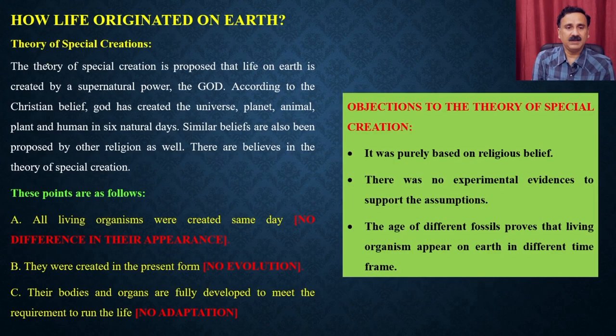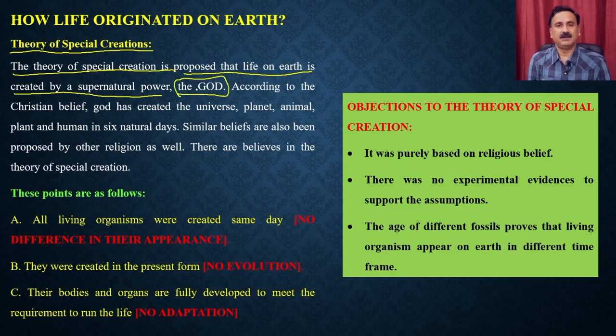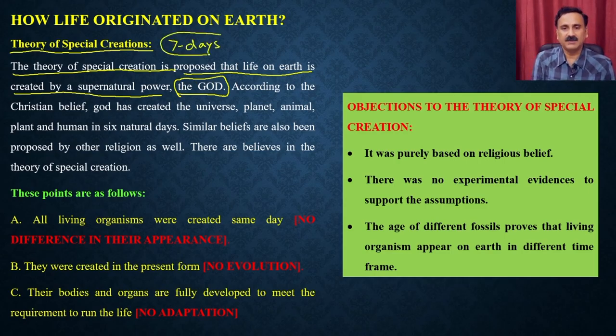So the first theory is the theory of special creation. The theory of special creation proposes that life on earth was created by a superpower, God. Every religion has its own way of explaining this process. Some people said that God took 7 days to create different organisms and so on, and every religion has its own belief.